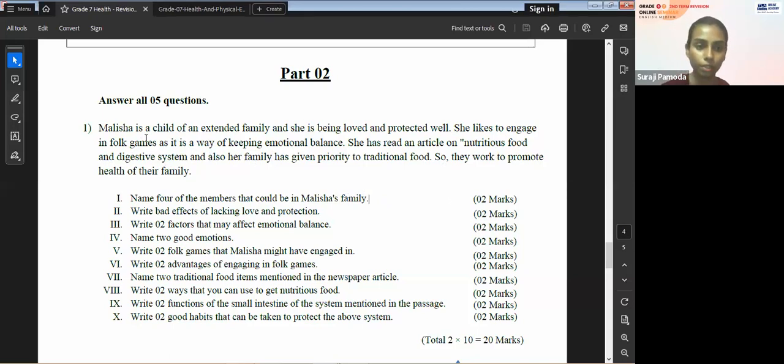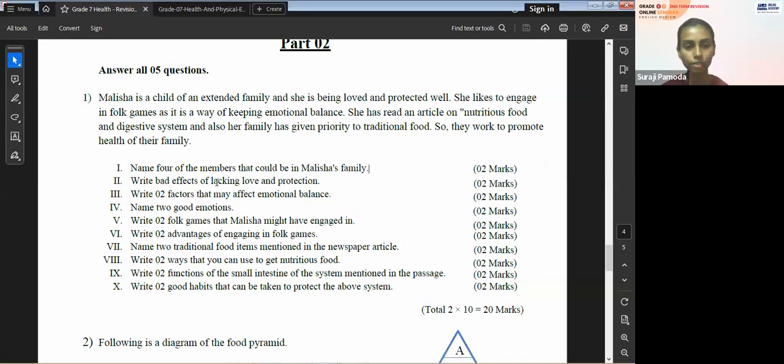Okay, let's see. Malisha is a child of an extended family and she is being loved and protected well. She likes to engage in folk games as it is a way of keeping emotional balance. She has read an article on nutritious food and the digestive system, and also her family has given priority to traditional food. So they work to promote the health of their family. That is the paragraph they had given. So let's see the first question. Name 4 of the members that could be in Malisha's family.